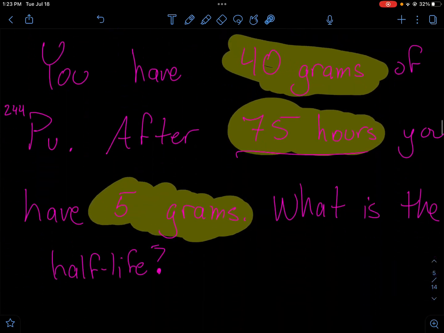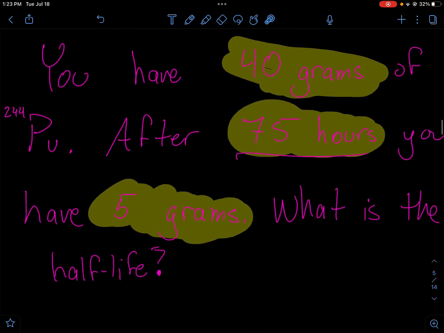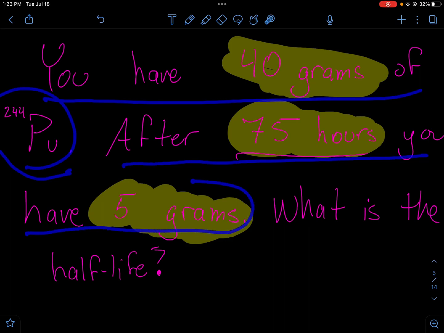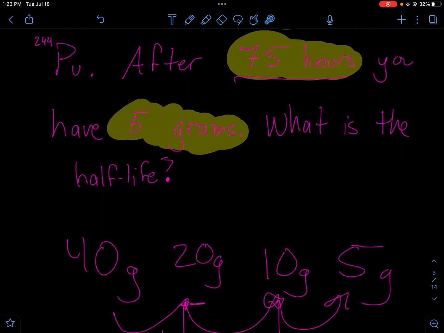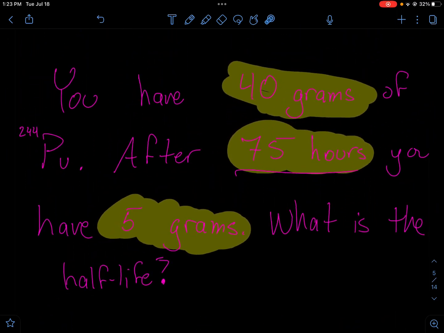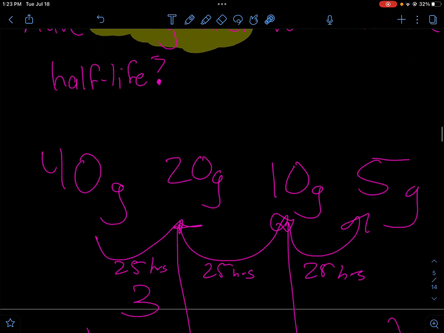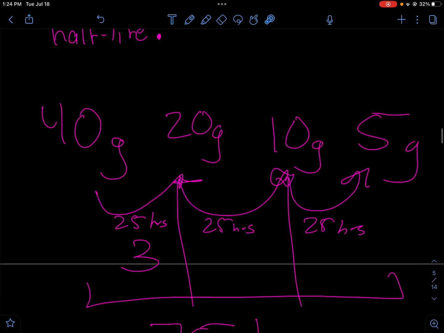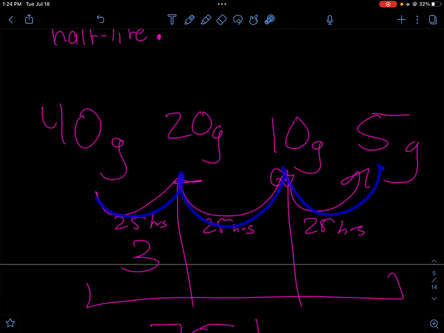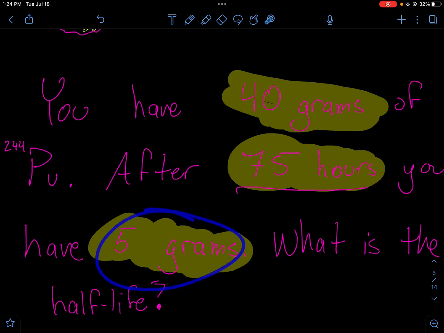Another typical question you might get is, you have 40 grams of plutonium-244. After 75 hours, you have 5 grams left. What is the half-life? I think this one could be worded a little bit better, but essentially you just keep halving the grams. You originally have 40 grams. Half of that is 20. Half of that is 10. Half of that is 5. So 3 half-lives have passed in order to get to 5 grams starting from 40.